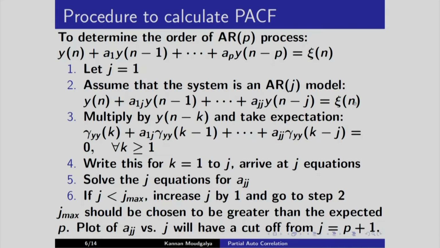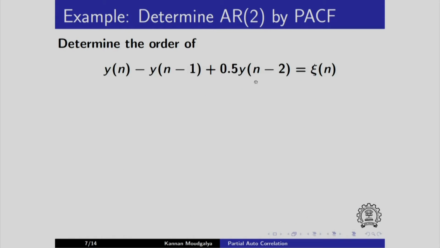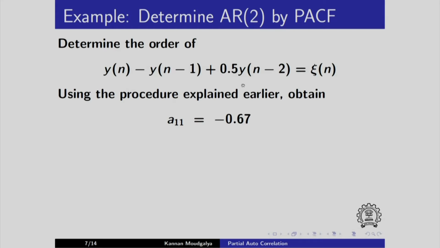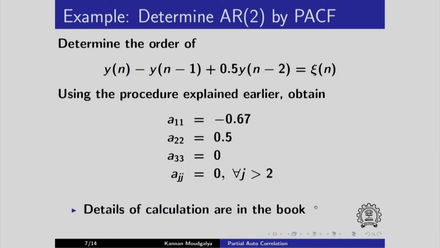I would like you to work this out, do this for j equals 1, j equals 2 and so on with this example. Take this example, apply the procedure shown in the previous slide, and you will get these values. A11 is minus 0.67, A22 is 0.5, A33 is 0. I would want you to do this yourself, although the answer is given in the book.